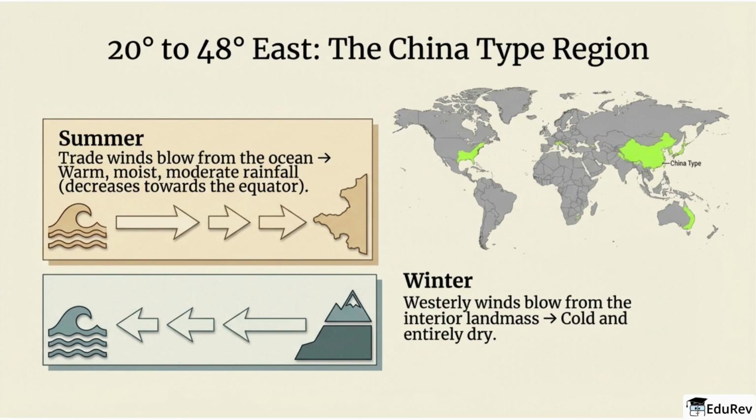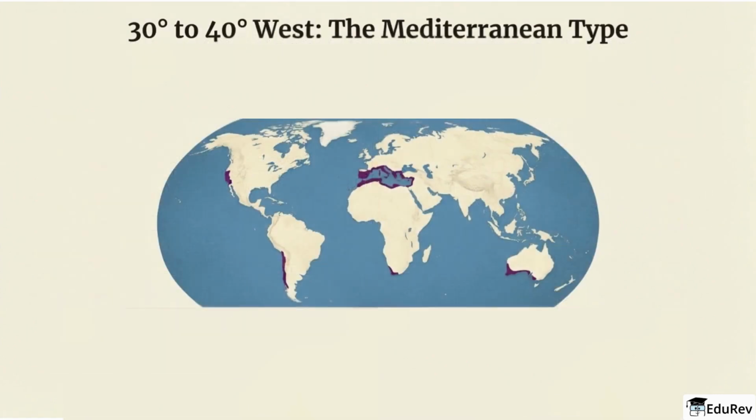This is the exact opposite of the Mediterranean pattern you'll see next. So remember the comparison clearly. China type equals summer rain. Mediterranean equals winter rain. If you miss that contrast, UPSC can eliminate you with a single statement question. Now come to one of the most famous climatic anomalies in the world.